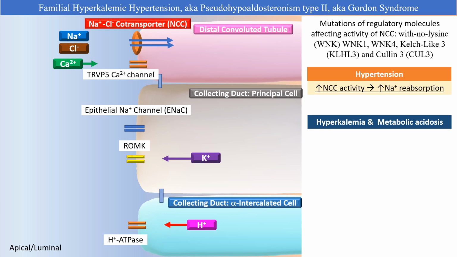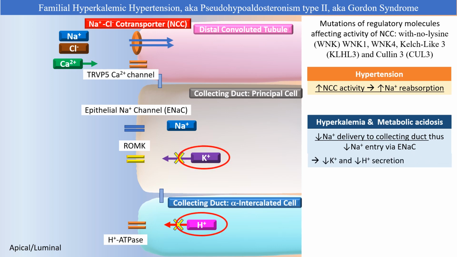Since NCC activity is high in this condition, most of the sodium delivered to this segment will be reabsorbed by NCC. This means only a small amount of sodium will be left behind to be delivered to collecting ducts for reabsorption via ENaC. When there is reduced sodium entry via ENaC, there will be reduced potassium and hydrogen secretion. Hyperkalemia and metabolic acidosis ensue.